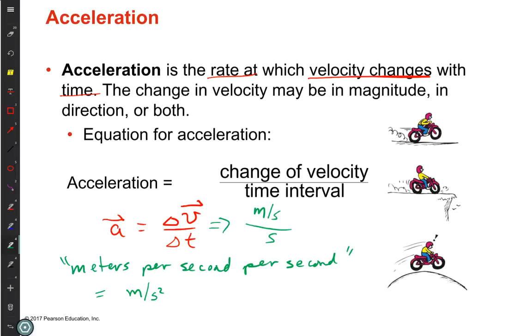Meaningless, right? There's no such thing as a second squared. But if you remember that it's the rate at which the speed is changing, it makes sense. And the meters per second helps you to keep that in perspective. But since it's mathematically written as meters per second squared, I get used to saying it that way.